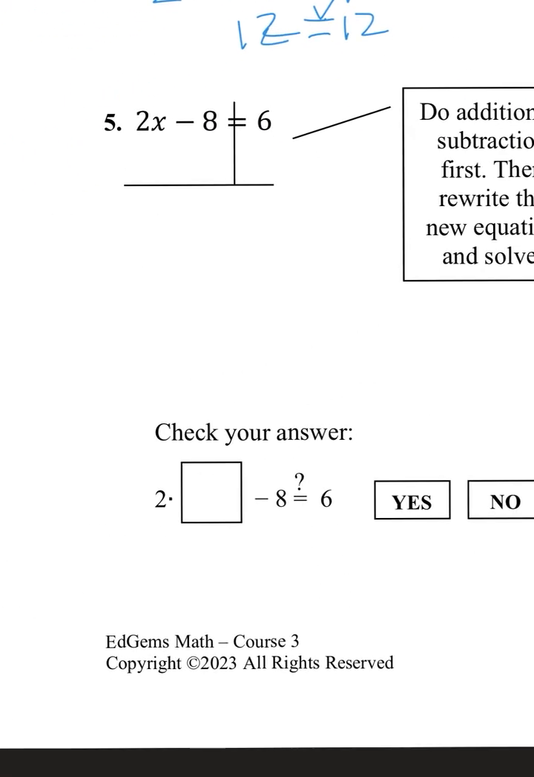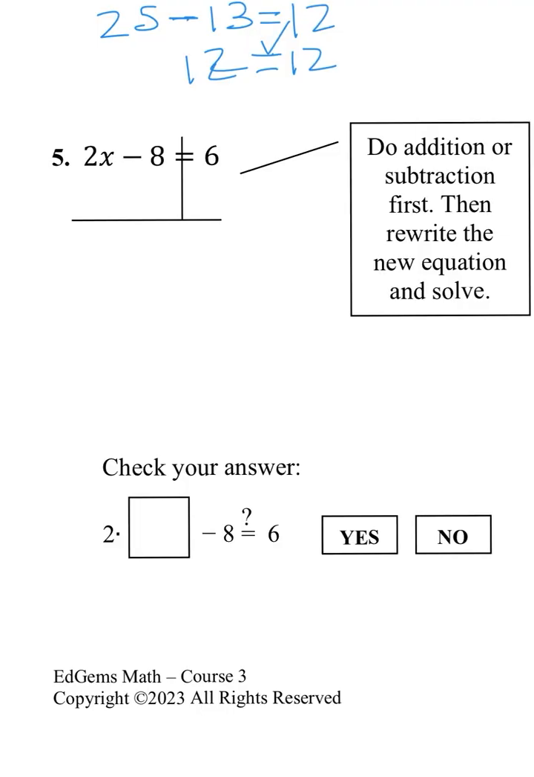All right, number 5. On number 5, it says 2x minus 8 equals 16. So here it says do addition or subtraction first, then rewrite the new equation and solve. So again, circle the variable and any number attached to it. We're going to get rid of any addition or subtraction first. So what's the opposite of subtracting 8? Adding 8. So we're going to add 8 to both sides. So I've got 2x equals, what's 16 plus 8? 16 plus 8 is 24.